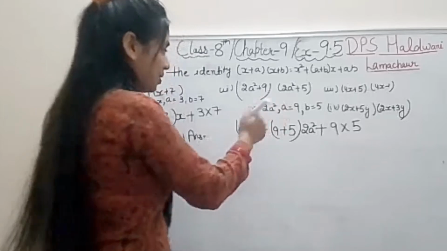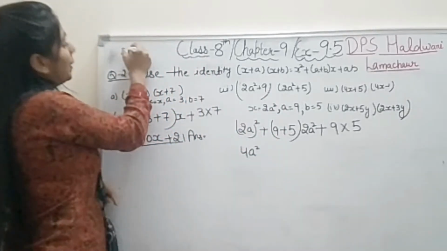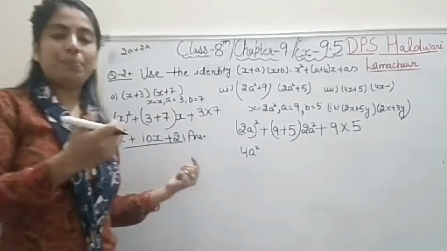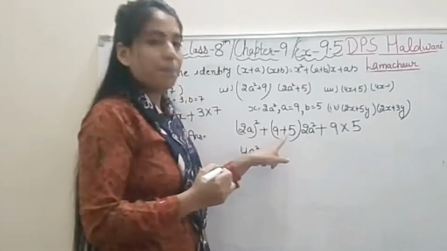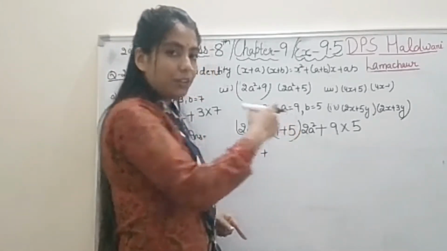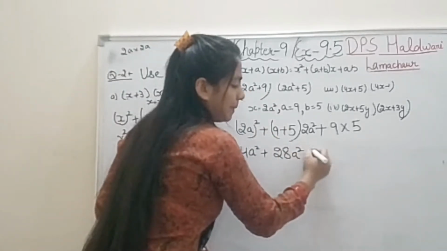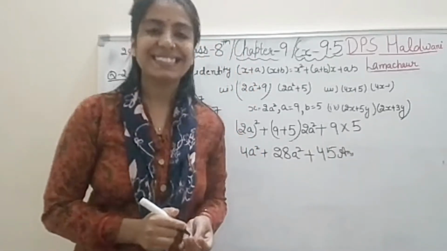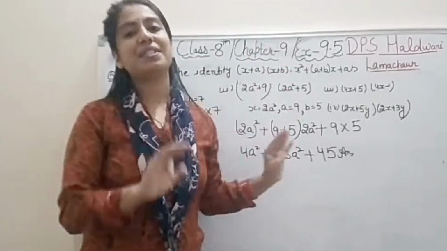That's it. So now the solution. 2 2s are 4, 4a square, because student, 2a into 2a. 2 2s are 4, a into a, a square. Like in the previous exercises we have done. Fine. 4a square plus 9 plus 5, 14. 14 into 2, because the bracket is outside so it is multiplied. 14 into 2, 28a square, plus 9 5s are 45. That's it. It is very simple because the formula is already given to you. You have to use this only.